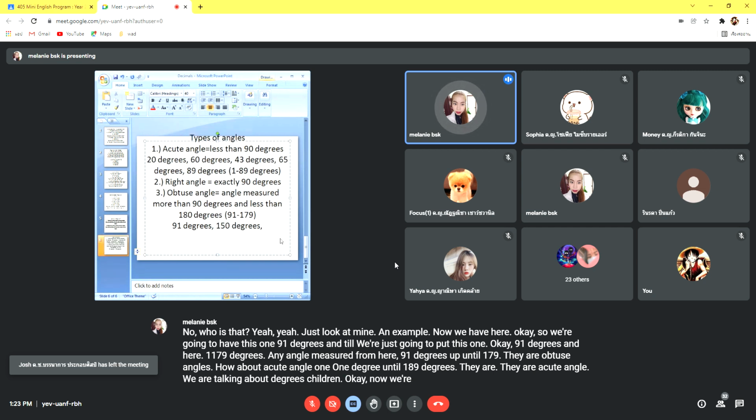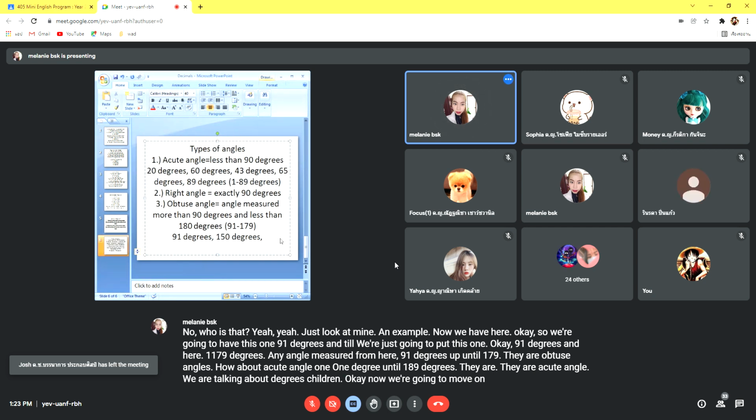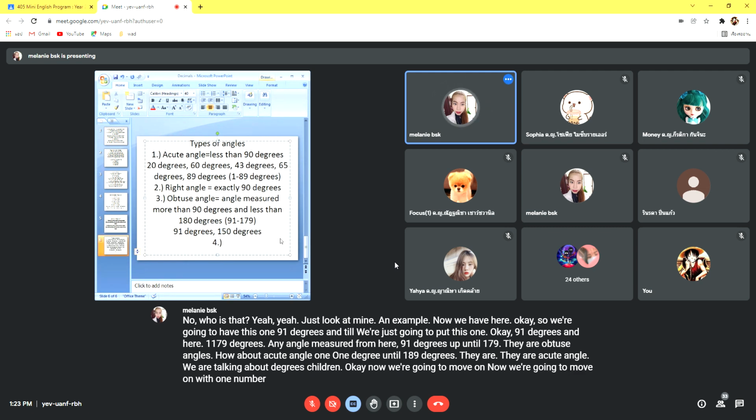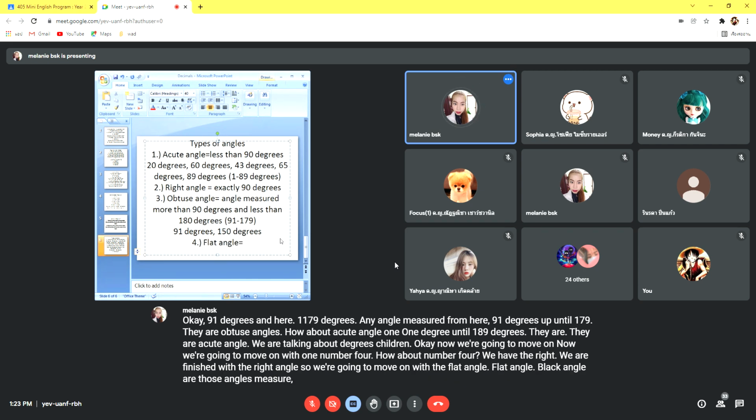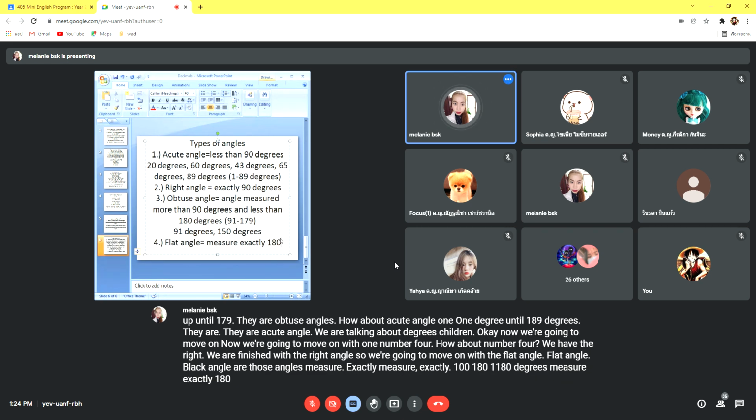Now we're going to move on with number 4. We are finished with the right angle. So we're going to move on with those angles that measure exactly 180 degrees. Measure exactly 180 degrees. Okay.